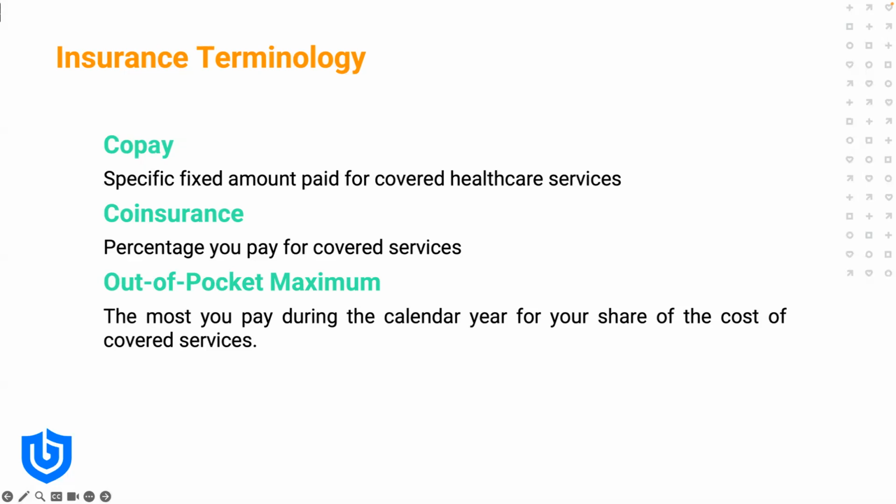And then your out-of-pocket maximum is the most you can pay during the calendar year for the share of the cost of covered services. What you pay towards your individual deductible and any coinsurance is applied to your out-of-pocket maximum. The out-of-pocket maximum, however, never includes monthly premium or health care your plan does not cover. And once you hit your out-of-pocket maximum, the plan pays 100% of the allowable charges for the covered services for the remainder of the calendar year.